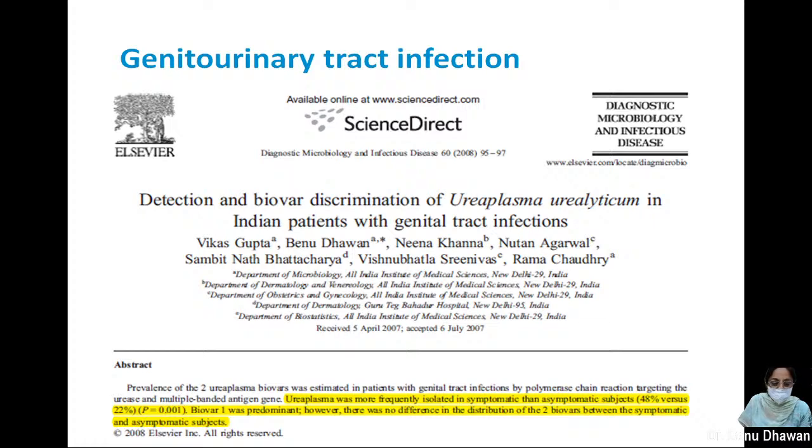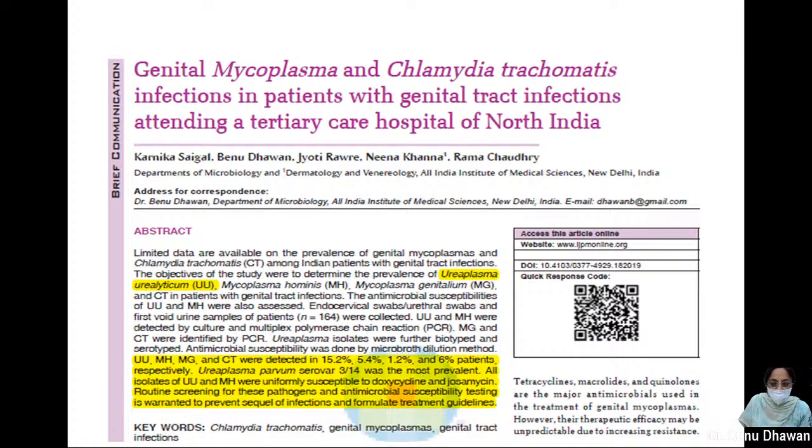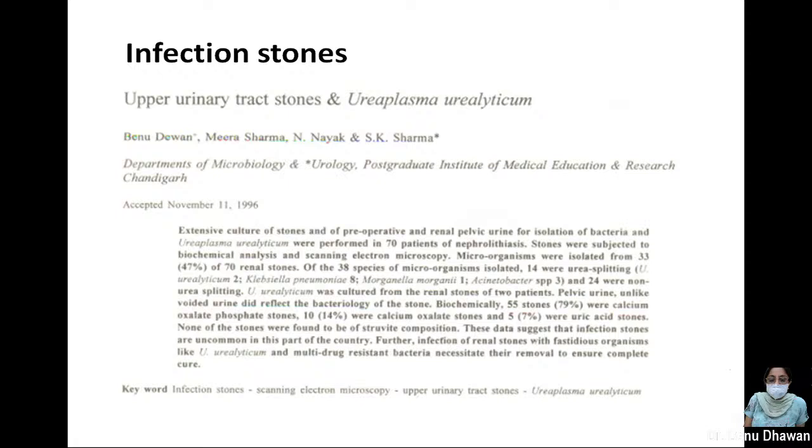Here we've had a study in which we did the detection and biomarker discrimination and looked at co-infections. This article shows that we've had co-infections with genital Mycoplasmas and Chlamydia trachomatis in patients with genital tract infections at our hospital. As I had mentioned, most STIs can occur as co-infections and they promote the other STI along.